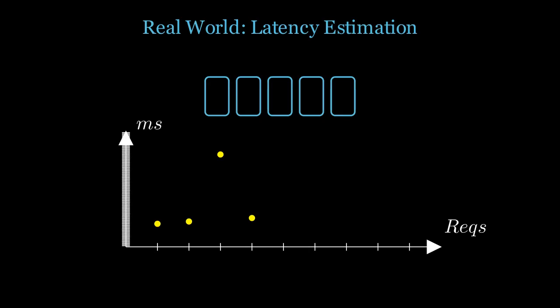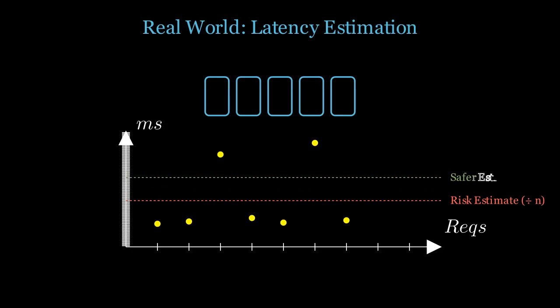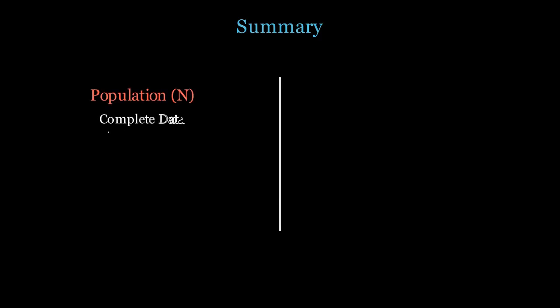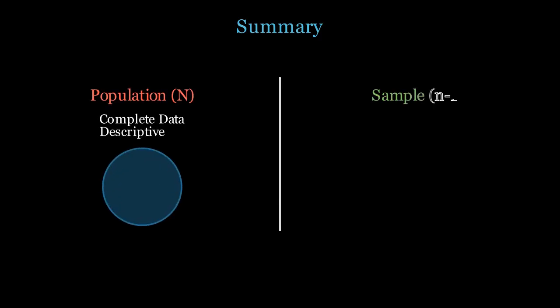This is Bessel's correction. In the real world, companies like Amazon or Google use this every day. When testing the latency of a few thousand requests to estimate the behavior of billions, using n-1 ensures that they don't underestimate the risk of slowdowns. It provides a more conservative and therefore safer estimate of volatility.